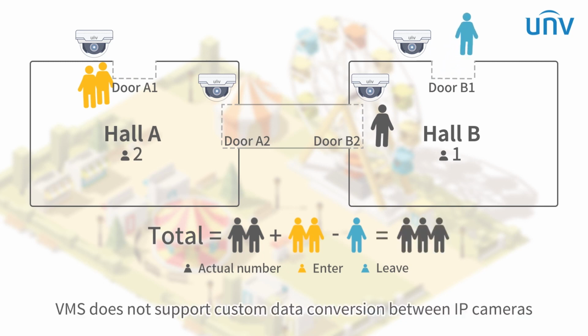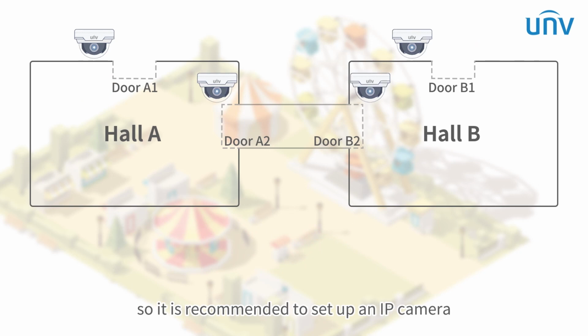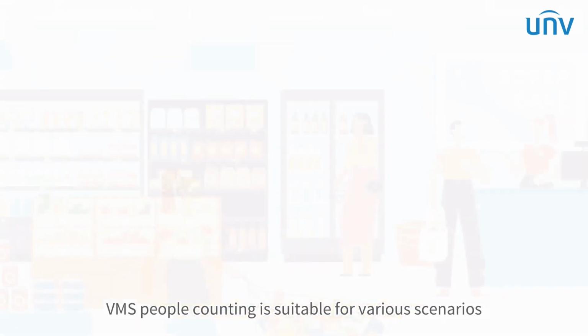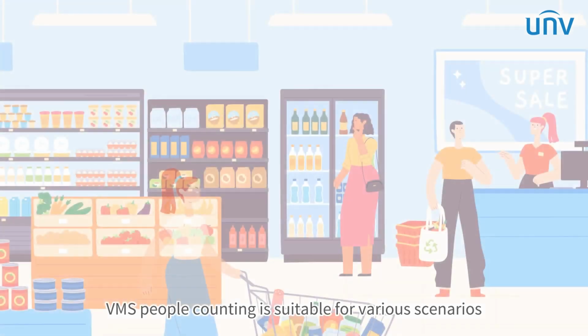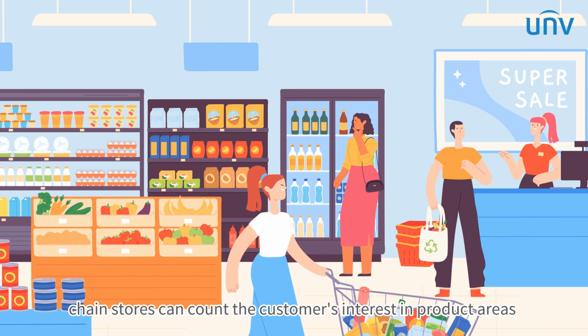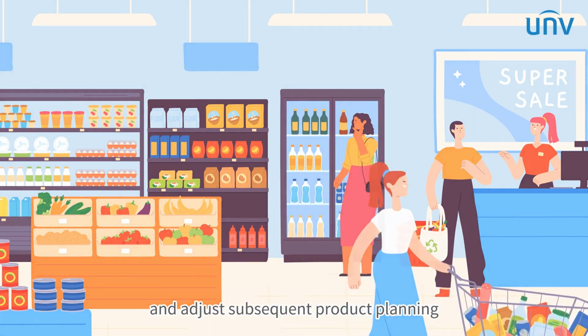Currently, VMS does not support custom data conversion between IP cameras, so it is recommended to set up an IP camera at each entrance of each area. VMS people counting is suitable for various scenarios. For example, chain stores can count the customer's interest in product areas and adjust subsequent product planning.